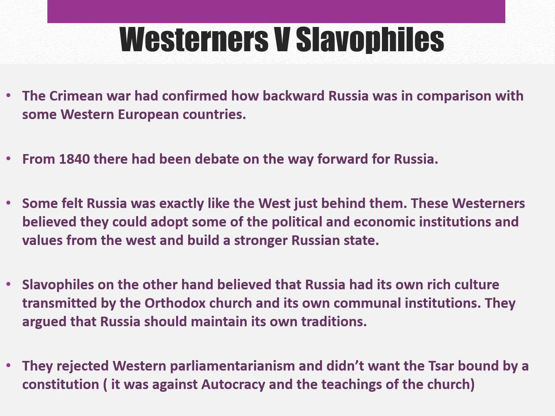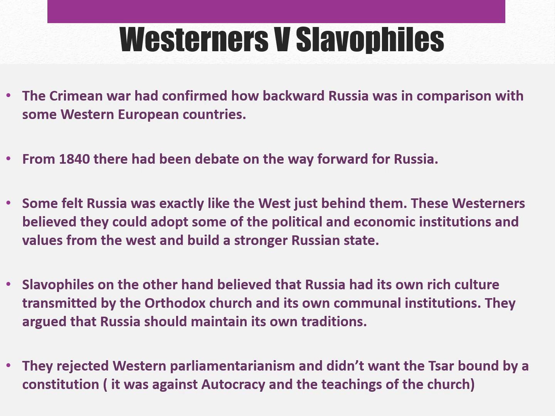You also have this idea that Russia is quite backwards in comparison with some of the Western European powers, and the Crimean War had actually confirmed this. So from 1840 there's a lot of debate that the Tsars have to deal with about what way Russia should move forward. Russia was seen by some to be exactly like the West, just a little bit behind them, and these Westerners viewed this as an idea that they could adopt some of the political and economic institutions and values from the West and then build a stronger Russian state as a result.